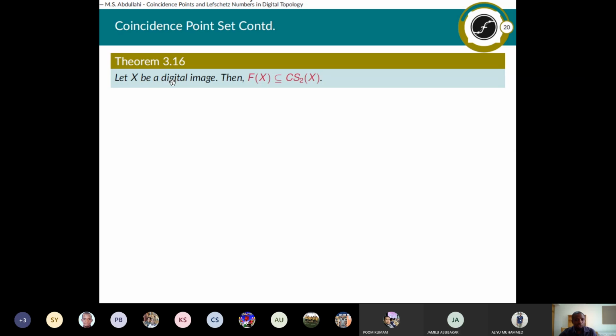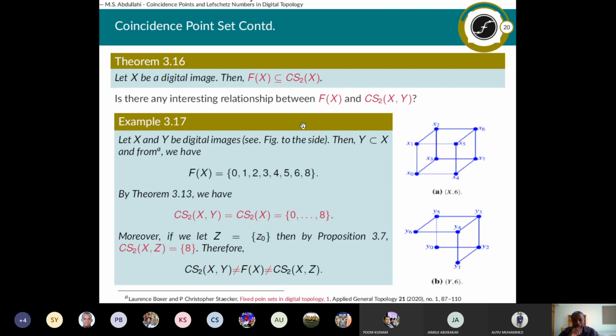And here we have a theorem that tells us a relationship between Fix X and CS X. By Fix X, I mean the fixed point spectrum, which is always contained in the coincidence point spectrum between two mappings. But another interesting question we shall ask is, what is the relationship between the fixed point spectrum and the coincidence point spectrum when we vary X and Y? We'll see this in this example.